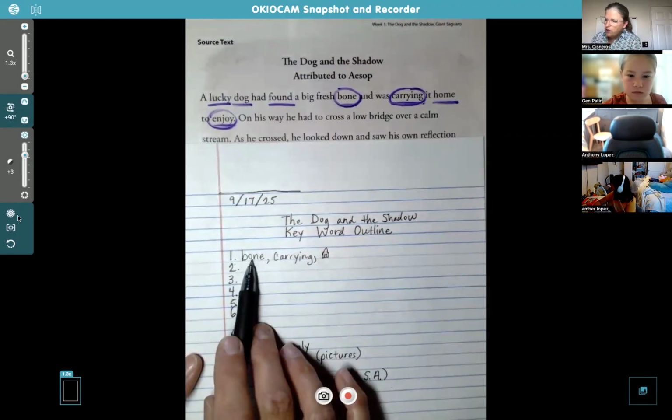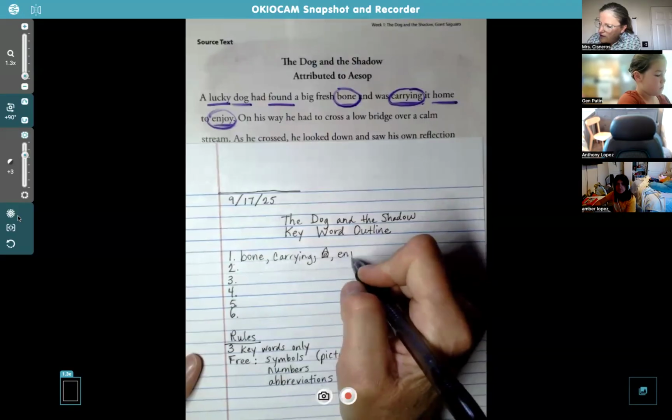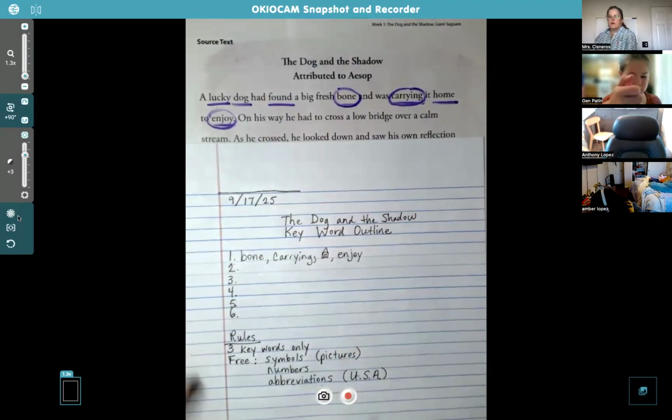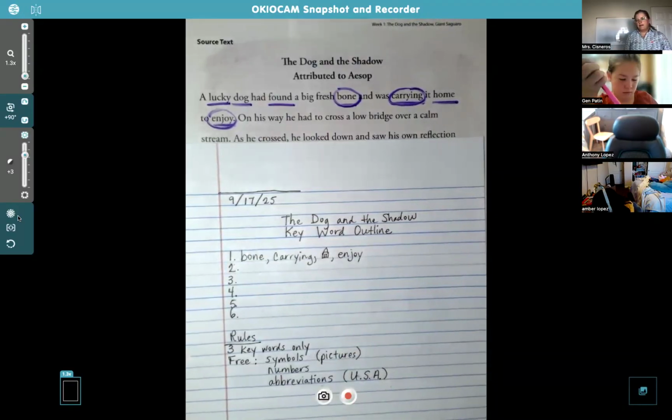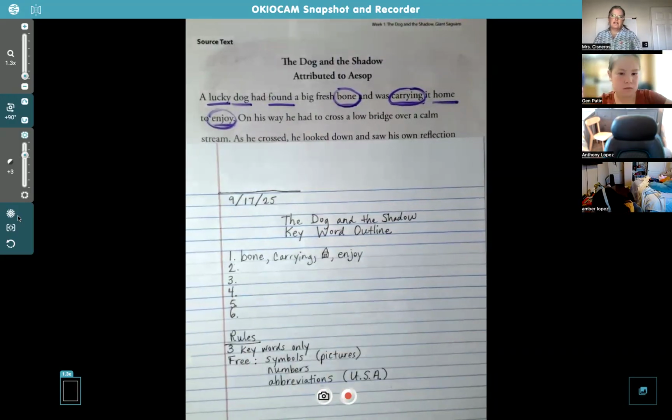Okay, so we've got bone, carrying, home, and then we have the word enjoy. All right, so write those down next to number 1. Those are the most important words from that first sentence, and we used a little symbol. And we followed the rules because we can only have 3 words. We have bone, carrying, and enjoy. Did you already write it down, Amber? You're good? Okay.